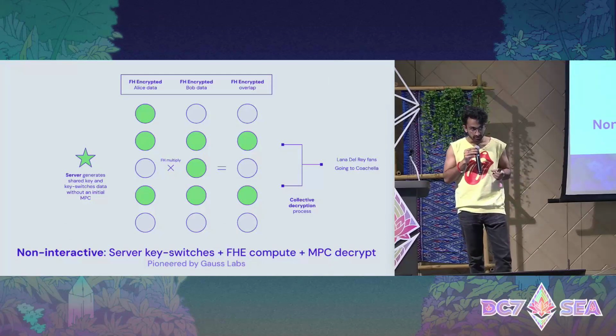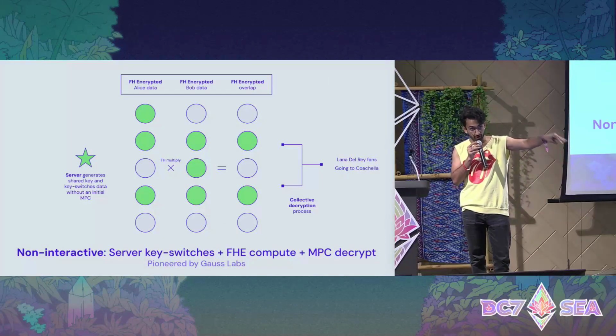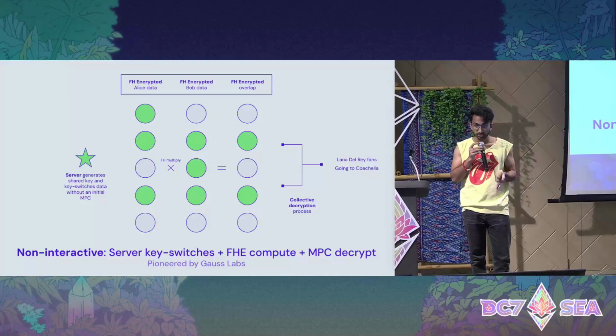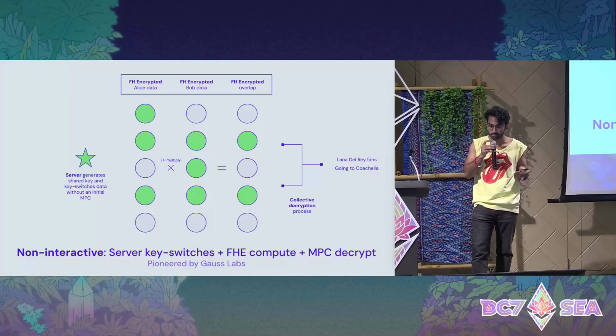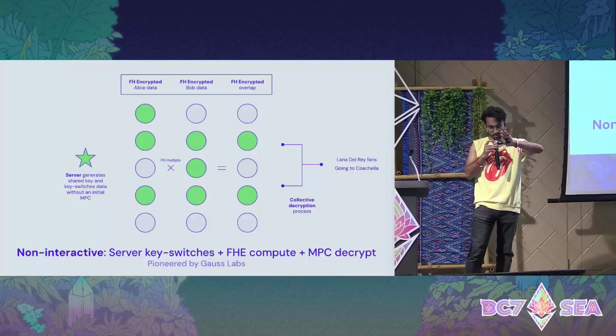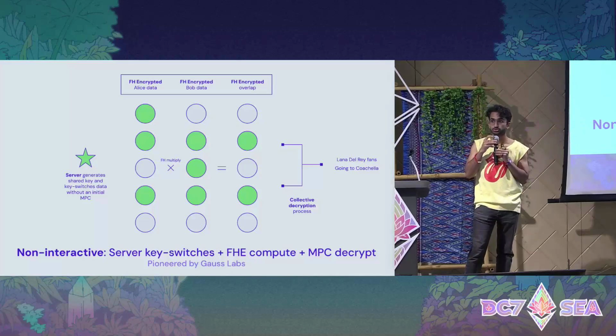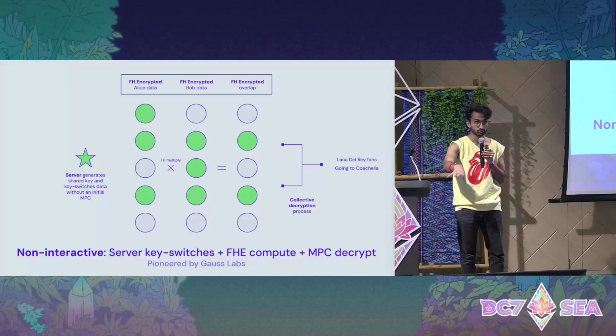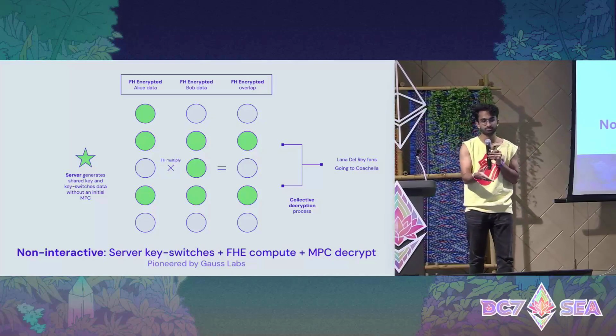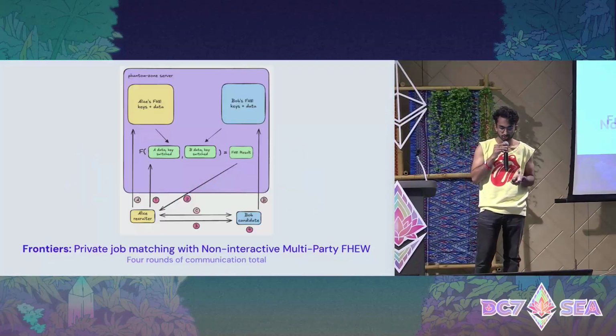However, there's still a bunch of rounds here in that the parties need to come together on every single computation to make this shared key at the beginning and come together at the end. There's this new approach that was pioneered by Gauss Labs, which essentially can remove this first step of the process. Everyone uploads just a public key, and a server handles the process of creating a shared collective key. And then everyone can encrypt to that, and then you still have this collective decryption process at the end, but you can skip this first step, which is really, really nice for a lot of applications.